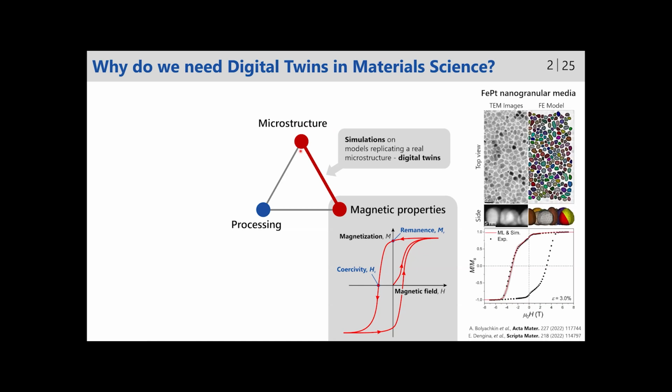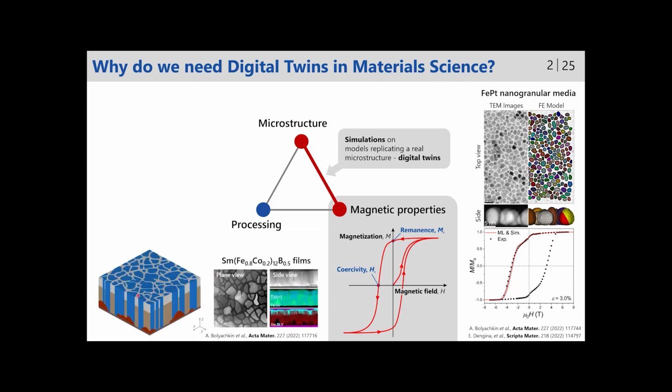At NIMS, we have already demonstrated this for different materials, for example iron platinum nanogranular media, which is used for magnetic recording. Here you can see TEM images of a real material, and on the right side, the digital twins we constructed in order to explain very well the hysteresis loop of the real material in simulations.